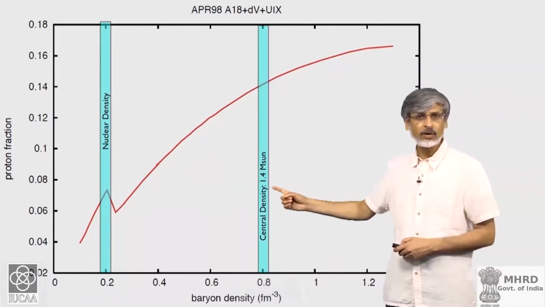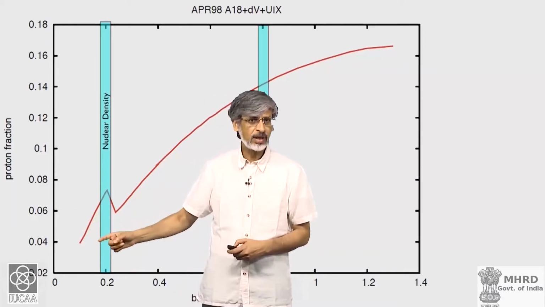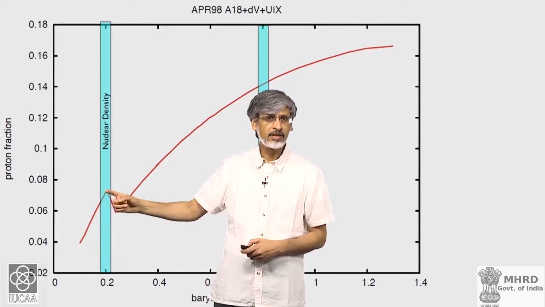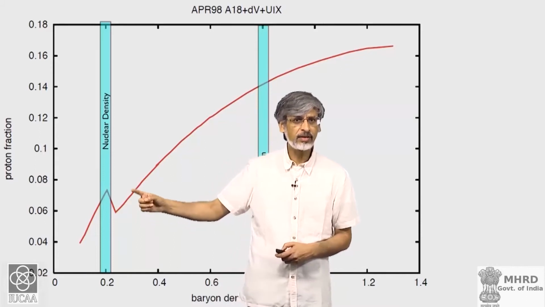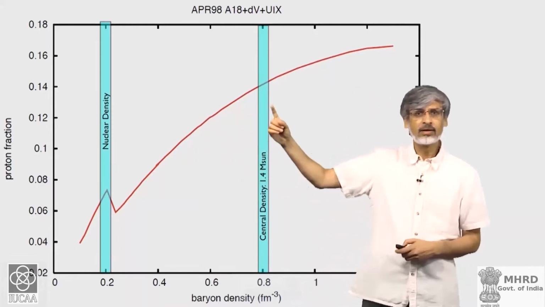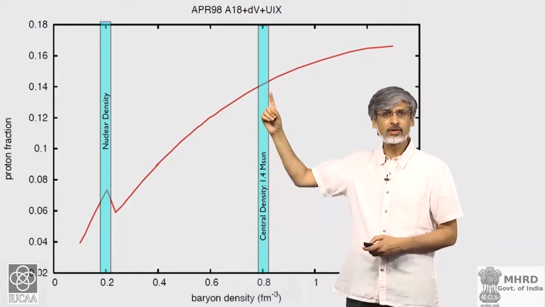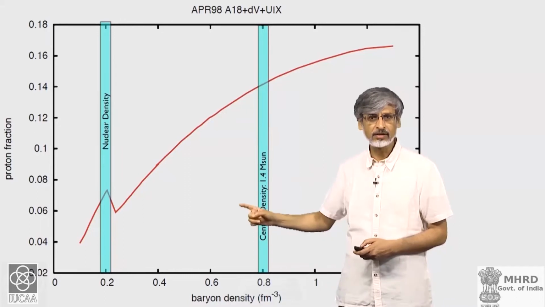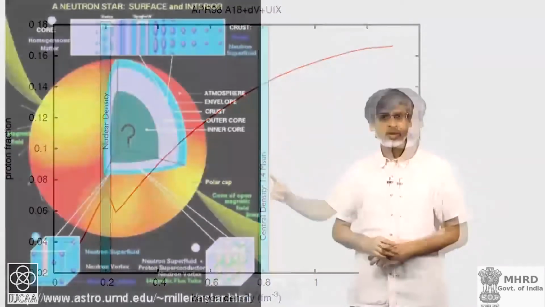This shows how the proton fraction changes. So, starting from a relatively small value, it rises, and near nuclear density it goes through a minimum here, and then it rises again, and at the highest densities it reaches about 10-12% at the center. So, this is for 1.4 solar mass neutron star, this is the central density.